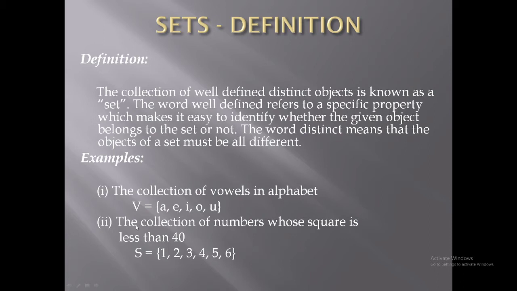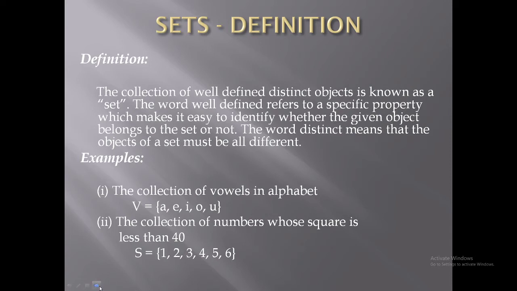and numbers also. Second one, the collection of numbers whose square is less than 40. So if we take 1, its square is 1. 2, its square is 4. If we take the number 3, its square is 9, and if we take 4, its square is 16. 5, its square is 25. 6, its square is 36, but it doesn't contain 7 because 7 square is greater than 40. Here we only have the numbers whose square is less than 40.